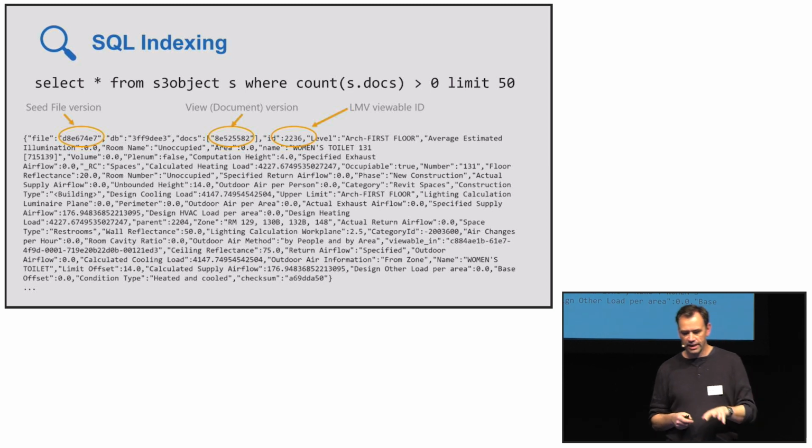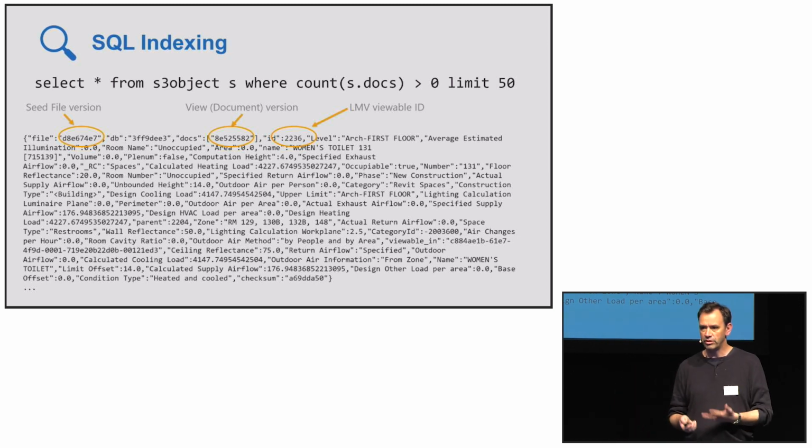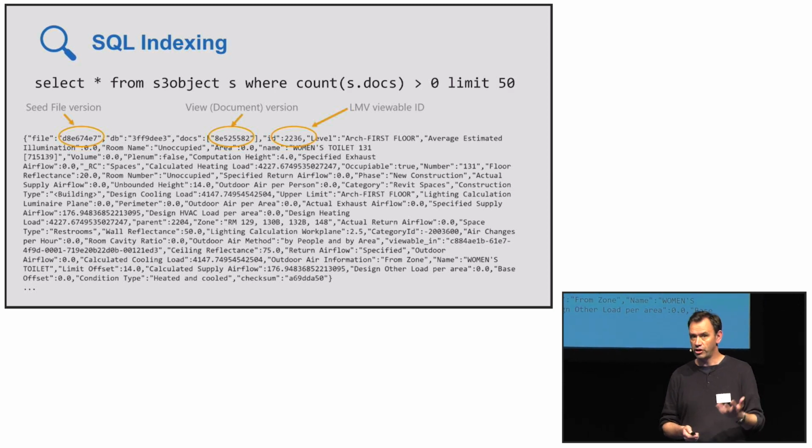And you can see here you've got the seed file version, the document version, and then the viewable ID against each object. But then you clearly, as you can see here, you've got all the viewable data, all the BIM data against those objects, which is incredibly powerful. You can do a whole bunch of things if you then cross-reference that with the clash data that you're bringing in. And that's one example of what you can do, but I'm going to show you more as well.